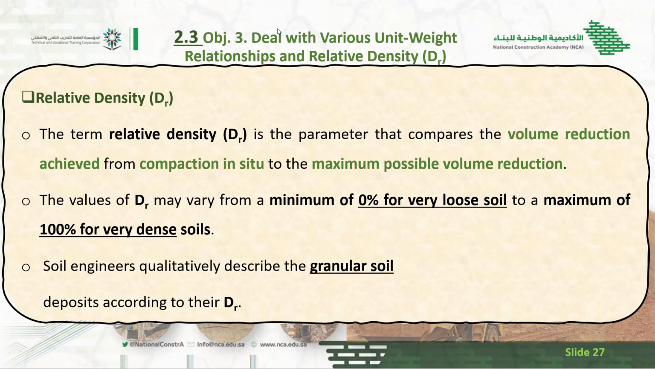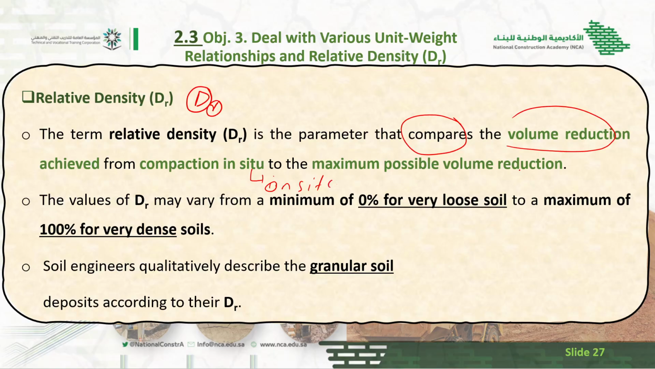Okay, the last topic is relative density. It is denoted by Dr. The relative density is the parameter in which we compare the volume reduction achieved from compaction in situ, in situ means on site, to the maximum possible volume reduction. For example, this is the soil particle. If I apply a load on it by any means, how much can we reduce its volume? If the volume is reduced that much, the soil is very compacted. So how much can we compact it, removing the air or water from the soil?